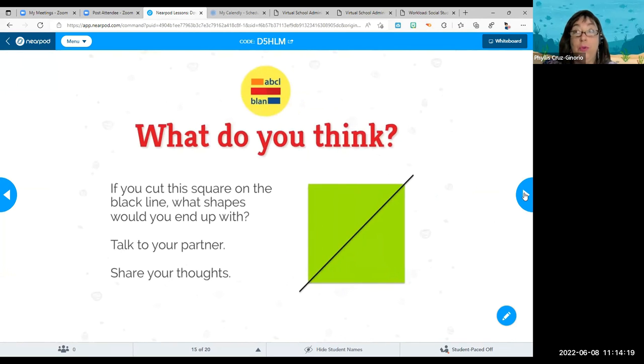Okay, next. If you cut this square on the black line, oh, they cut the square. They divided it up. What shapes would you end up with? This is called decomposing. Instead of putting things together, we're going to divide and cut them up. So they are asking you to cut along the black line and tell what shapes you would end up with if you pull it apart.